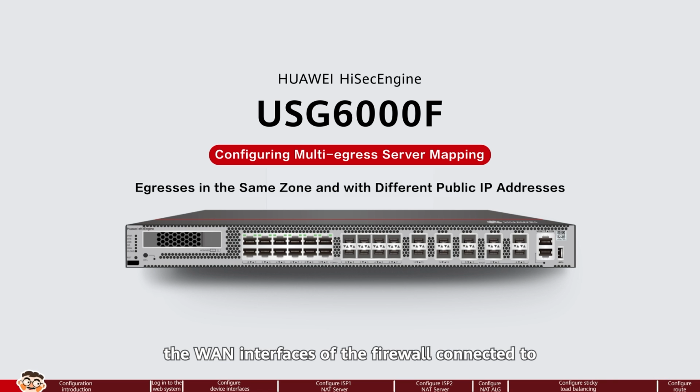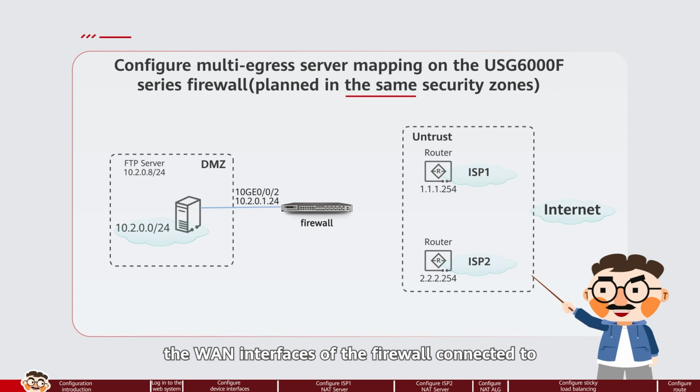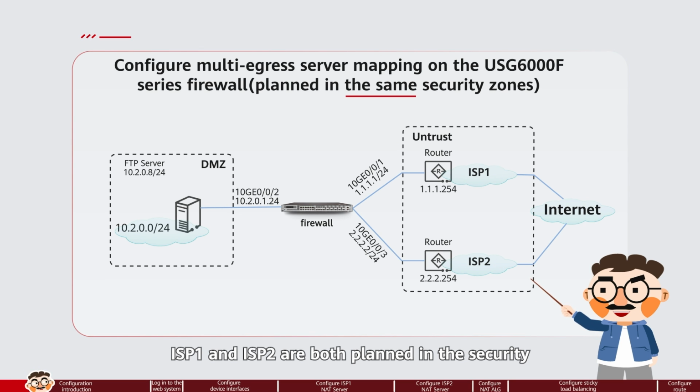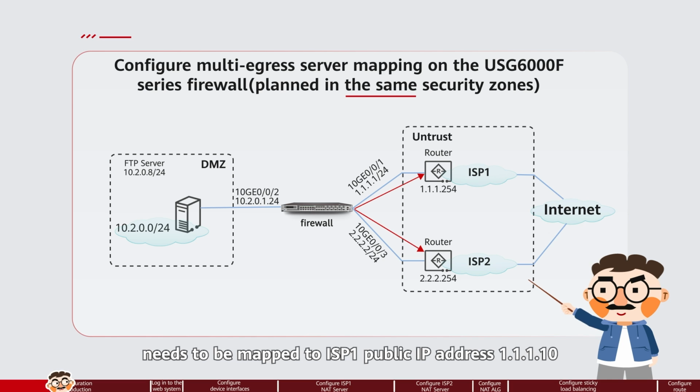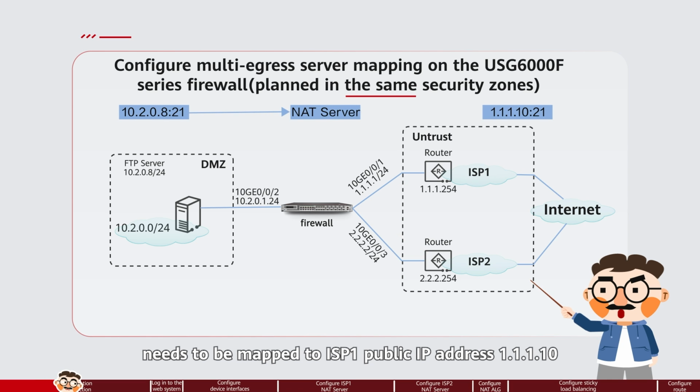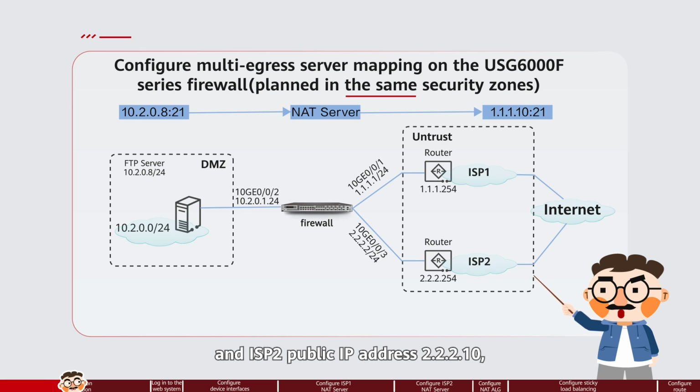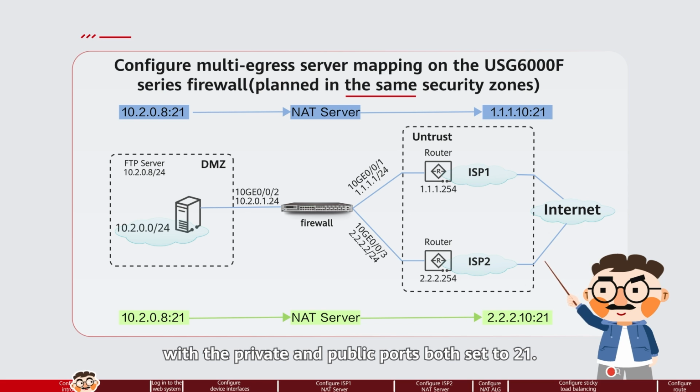In this topology, the WAN interfaces of the firewall connected to ISP1 and ISP2 are both planned in the security zone untrust. The intranet server's private IP address 10.2.0.8 needs to be mapped to ISP1 public IP address 1.1.1.10 and ISP2 public IP address 2.2.2.10 with the private and public ports both set to 21.